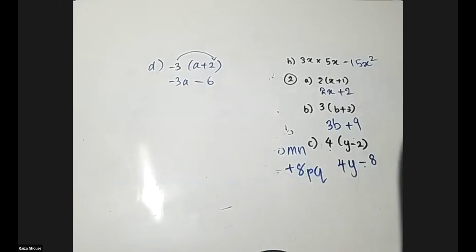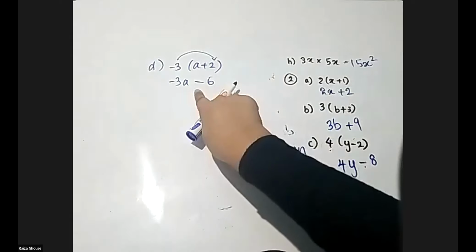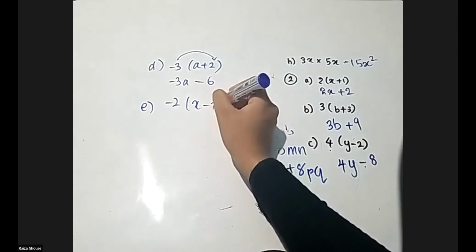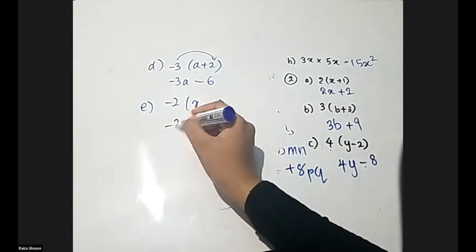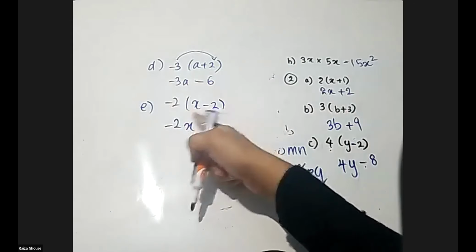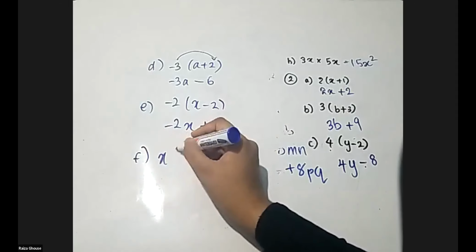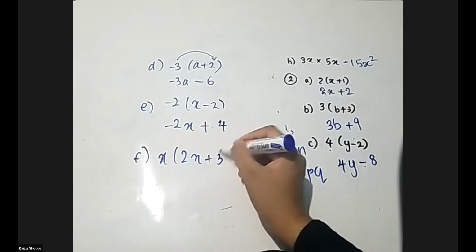Minus. Minus, very good. Everybody should answer, right? Don't be scared. Minus, answer is this. Now E part, minus 2 into x minus 2. Now look at the board, minus 2x, because if you multiply this, negative positive is negative. Negative, negative, same symbol, so positive. 2 into 2, 4.